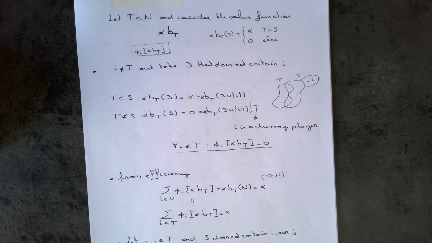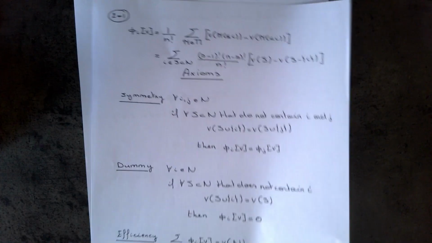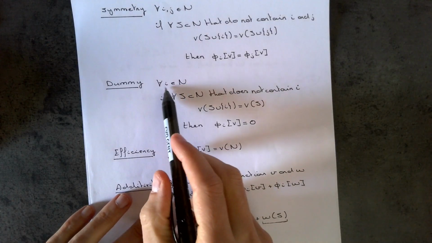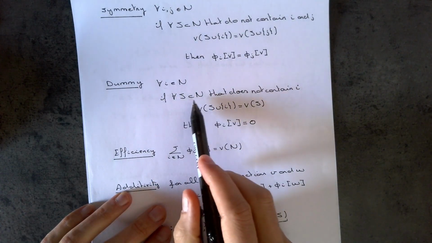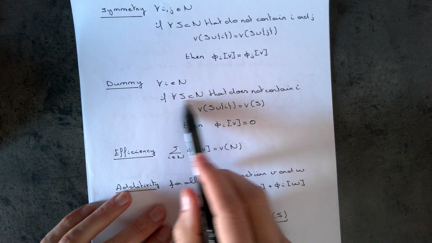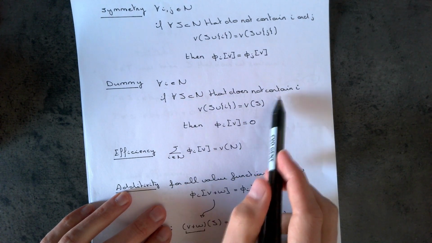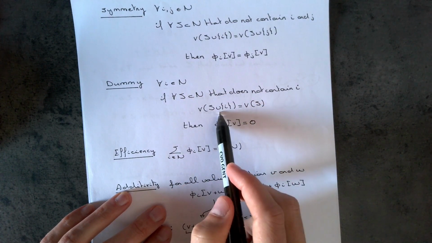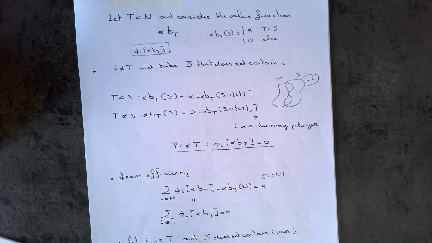So in other words, what do I have here? I have a situation where I was not in T. Whatever set S I take that doesn't contain I, adding I to this coalition doesn't change the value.